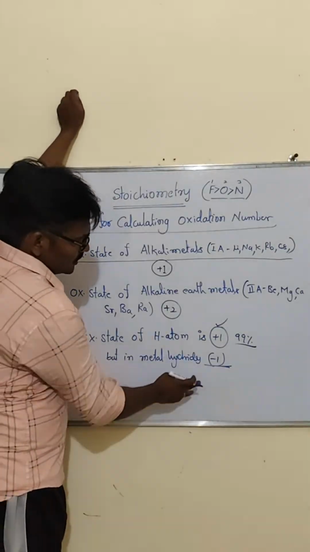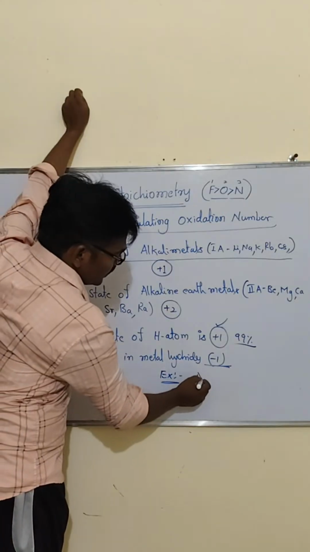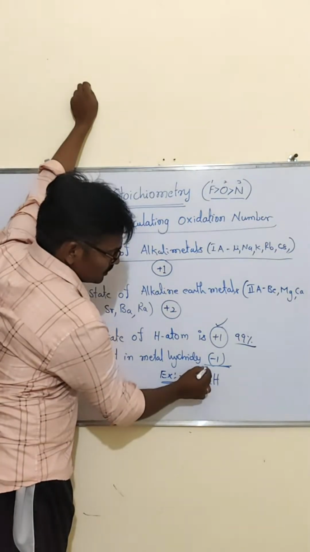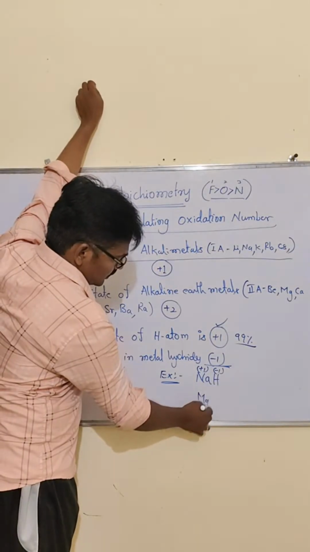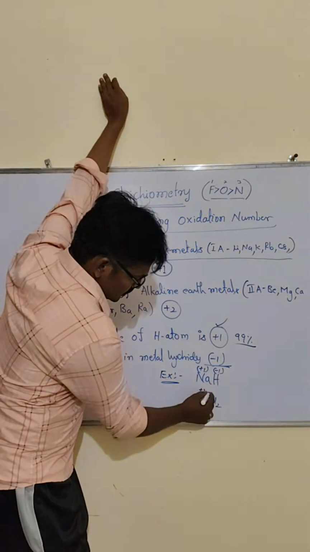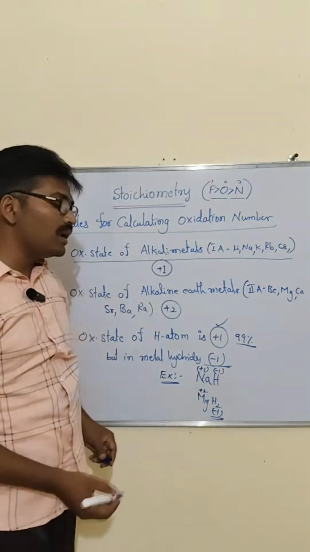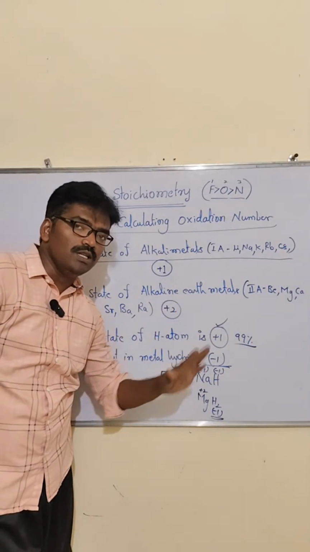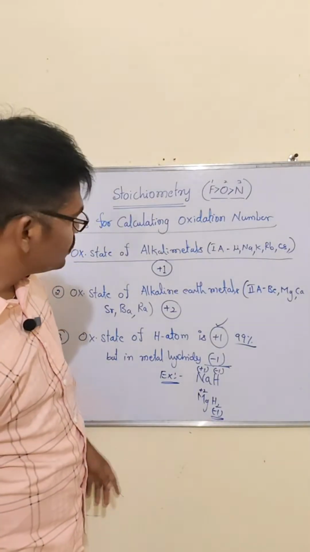Examples of -1 oxidation state in metal hydrides: if you take sodium hydride, NaH, sodium has +1 oxidation state, hydrogen -1. Then if we take MgH2, magnesium is +2, and here 2 hydrogen atoms, each one -1 oxidation state. So when in metal hydrides, hydrogen exhibits a negative charge as its oxidation state, and in the remaining cases it exhibits +1. So note all these 3 rules.